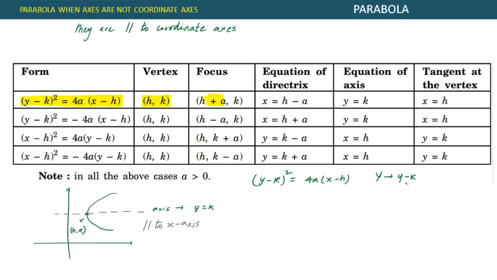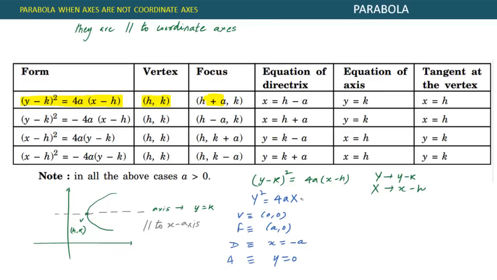How do we do this? Replace capital Y by y minus k and capital X by x minus h. Then this equation will become capital Y square equal to 4a capital X. For this, the vertex is 0, 0. The focus is a, 0. The directrix is x equal to minus a. These are the properties. Let us write all four things. The axis becomes the line y equal to 0.